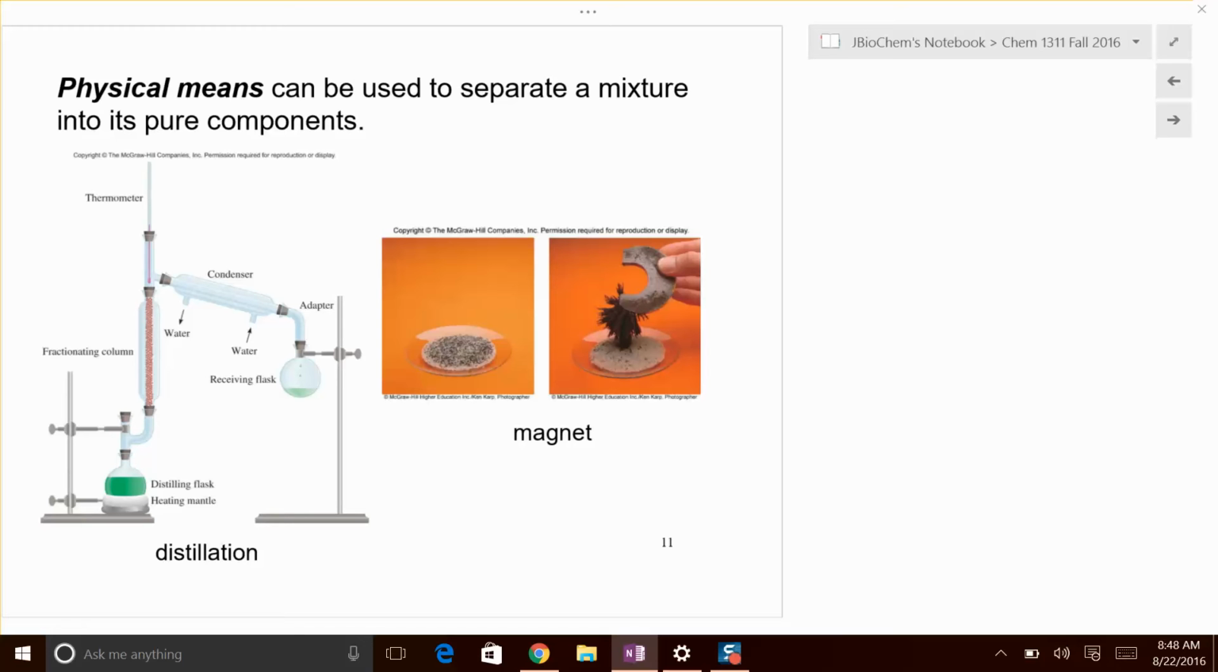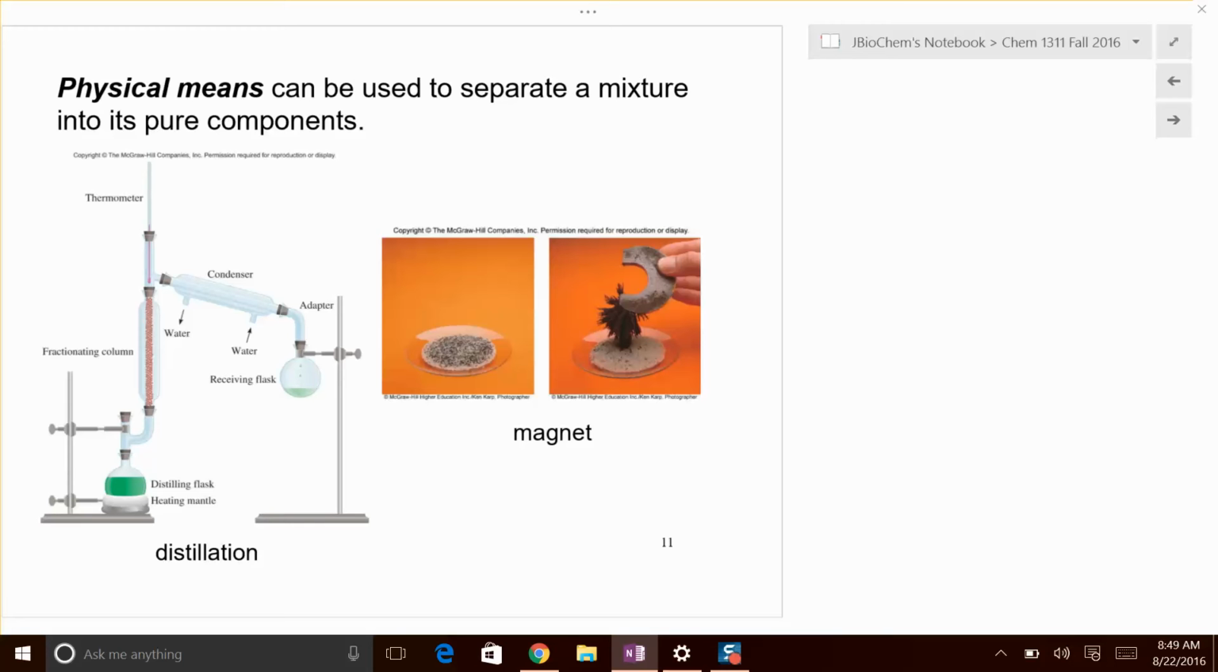And as it does that, you now collect it as a liquid. The other one is left here because it didn't reach its boiling point yet. And because it didn't reach its boiling point yet, it stays here. And so you can separate those two liquids by physical means. Their physical boiling point allows them to be separated. Okay?